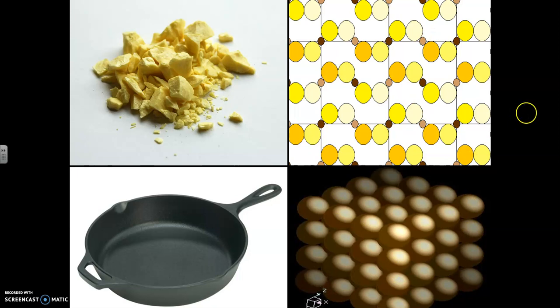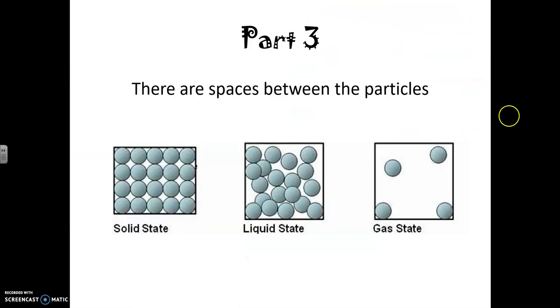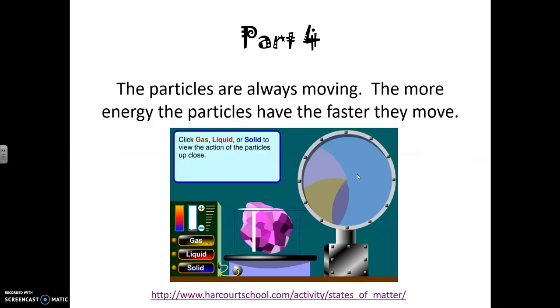Okay, now these are both solids, which is why they are organized so nicely, as we talked about in the matter notes. Part three, there are spaces between the particles. The amount of space depends on the state that they're in. So in the solid state, it looks like these particles don't have any space between them, but that is such a tiny, tiny amount of space. That's what allows them to vibrate. Okay, in the liquid state, we have more space, and finally in the gas state, we have a lot of space.